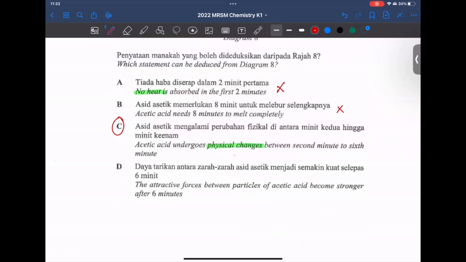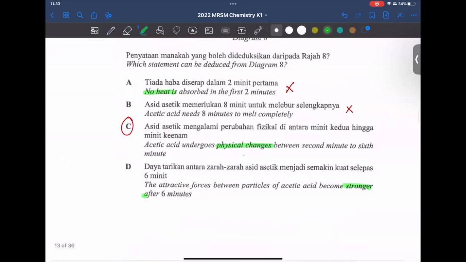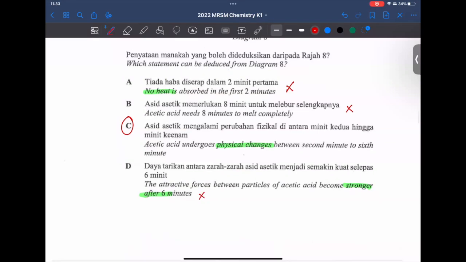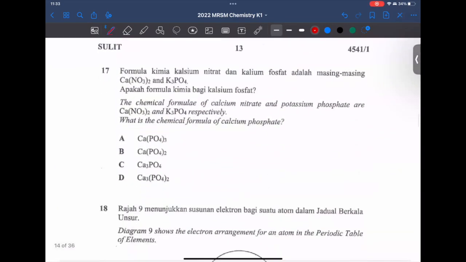And D, the attractive force between particles of acetic acid becomes stronger. It cannot be stronger because we are trying to overcome the force of attraction. The more heat is being applied, the weaker the bonds become, the weaker the force of attraction becomes. So it definitely will not be stronger after 6 minutes. It should be weaker after 6 minutes. So again, this is also wrong. So the best answer here is C.